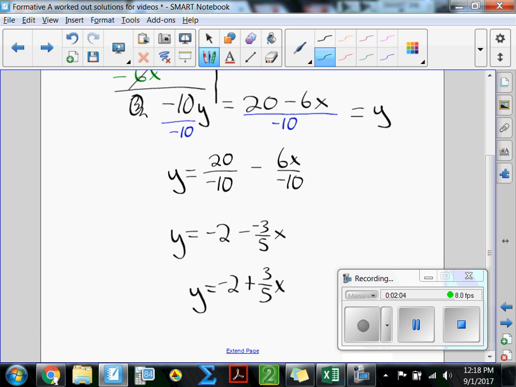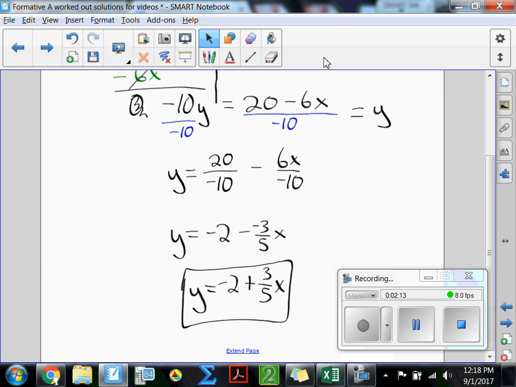You do not have to do the subtract 6x step first and divide by negative 10 step second, but that is what almost every single math teacher would do because it's easier. If you do the divide step first, it can still be done correctly, but it causes more challenges.